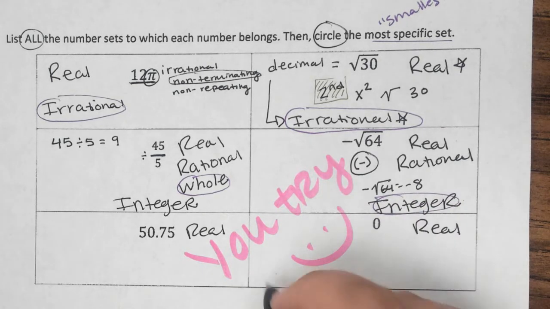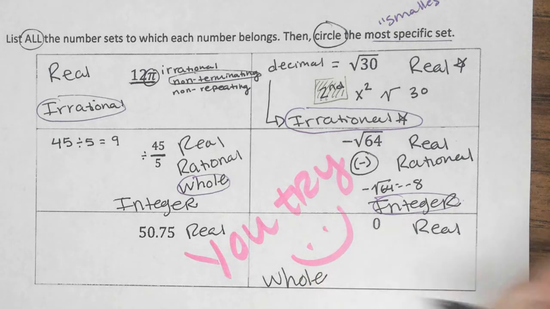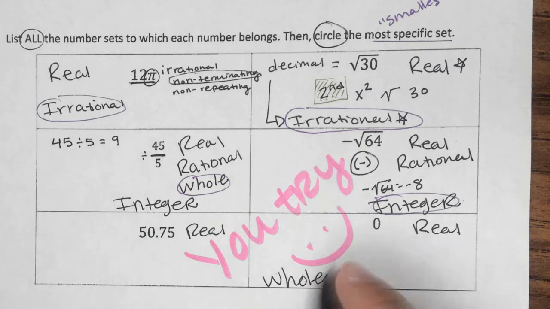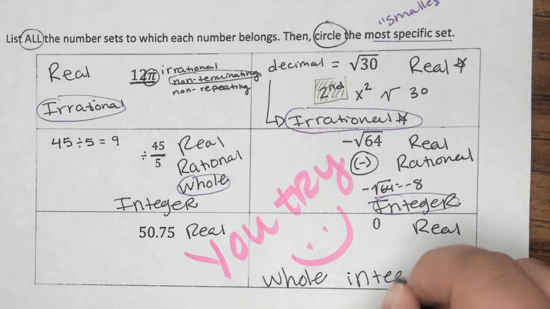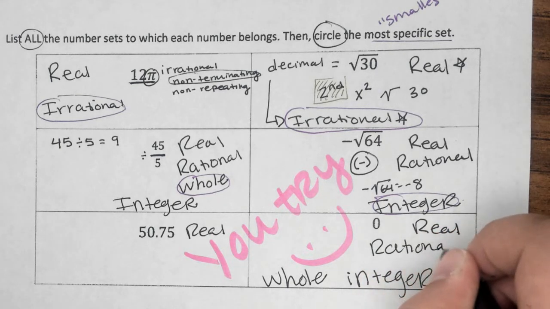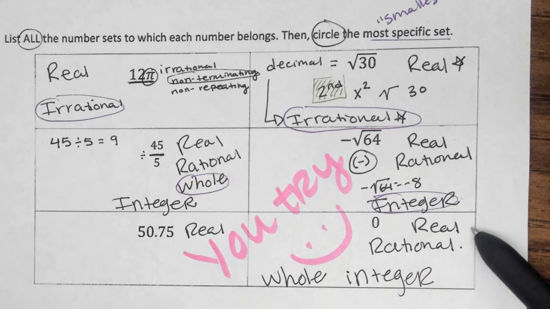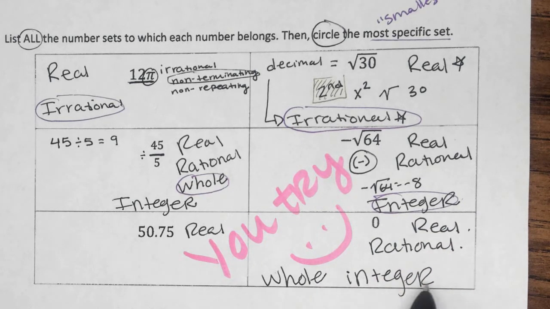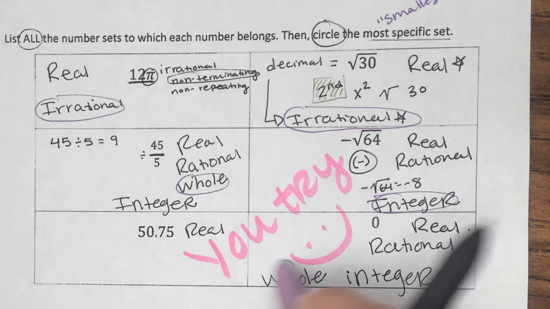0 we know is a whole number by the definition of whole numbers, which means it also has to be an integer, which means it also has to be rational, and we know that all of our rational numbers are also real. The most specific set here, again, is whole.